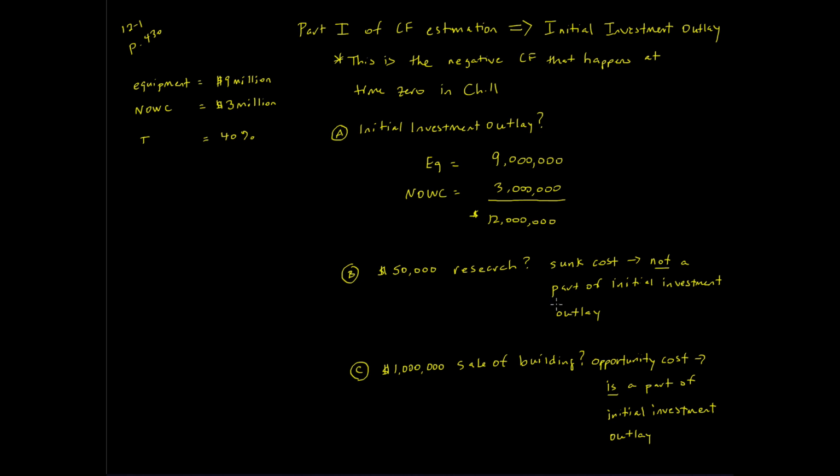Part C, the company plans to use a building that it owns to house the project. The building could be sold for $1 million after taxes and real estate commissions. How would that affect your answer? And what I want to know is, can you identify this as an opportunity cost? This is the next best alternative for this building. I can either house this new asset or I can sell it for $1 million. Opportunity cost should be included in initial investment outlay. So that's part 1 of cash flow estimation. Problem 12-2 will show you how to calculate part 2, project cash flows.